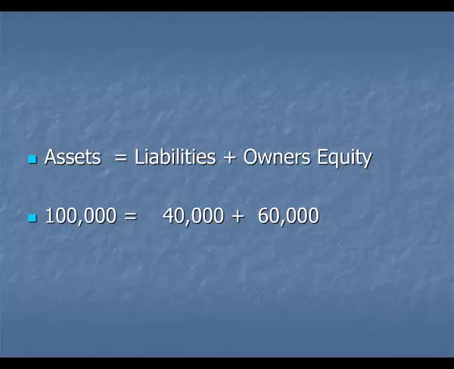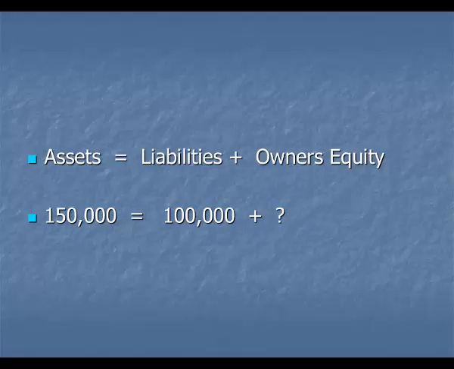Let's take a look at an example with some numbers. We have assets equals liabilities plus owner's equity. If our assets are $100,000, liabilities are $40,000, and owner's equity is $60,000, is the accounting equation in balance? Yes. Both sides of the equation equal $100,000.